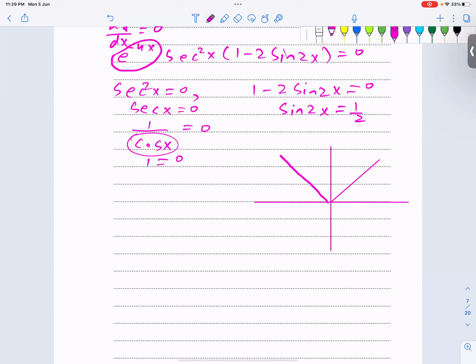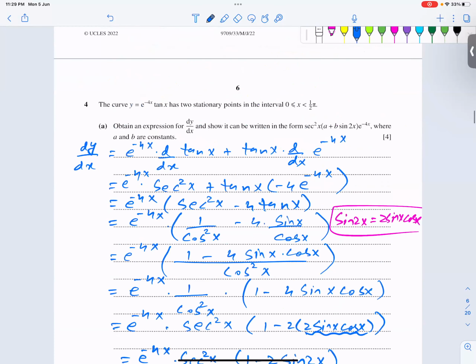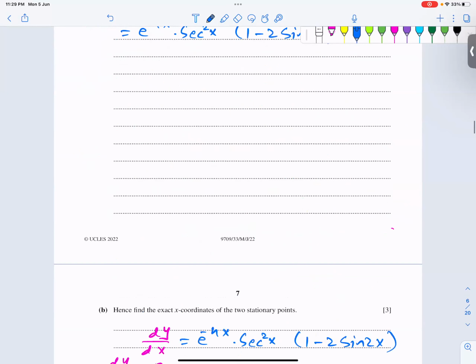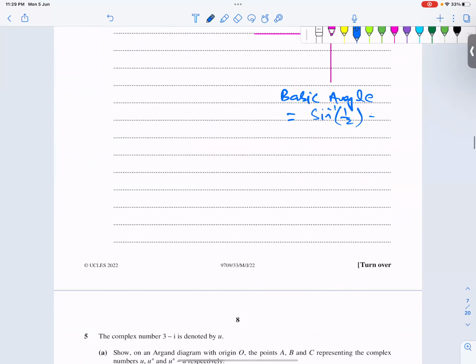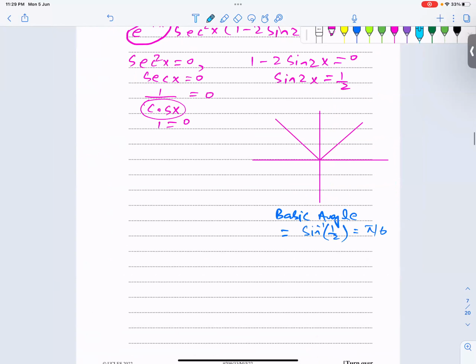And write as sine is positive in the first and second quadrant. And my basic angle will be sine inverse of 1 over 2. And our domain is 0 to pi by 2. Okay. So sine inverse of 1 over 2, if you use the calculator, this will give you pi by 6. Okay. So my first answer will be this, and my second answer will be this one.